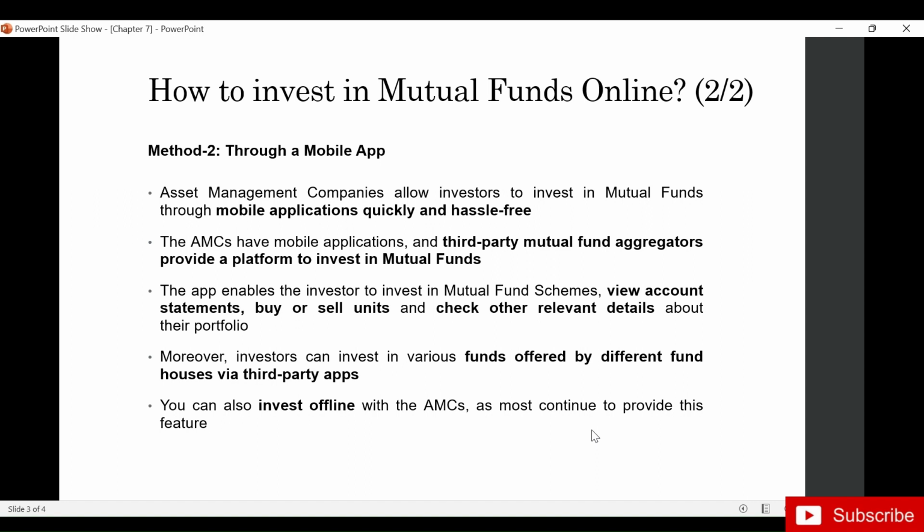Also, the best thing about third party apps is that you can invest in various funds offered by different fund houses and not just be restricted to funds from a certain mutual fund house. Also, a lot of AMCs continue to provide this feature of investing offline. So you can invest offline also if you do not prefer the online mode.